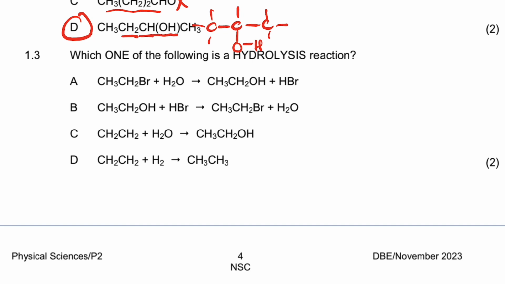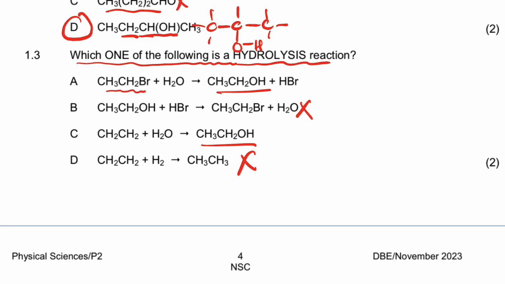Now 1.3, it says, which one of the following is a hydrolysis reaction? Hydrolysis, guys, there are 2 types of hydrolysis. It's when we produce the alcohol. So there are 2 that produce alcohol. It's this and this. So this one doesn't produce alcohol, this one doesn't produce alcohol, so it's none of them. If you look at this one, it's a haloalkane. You add water and it produces alcohol and HBr.